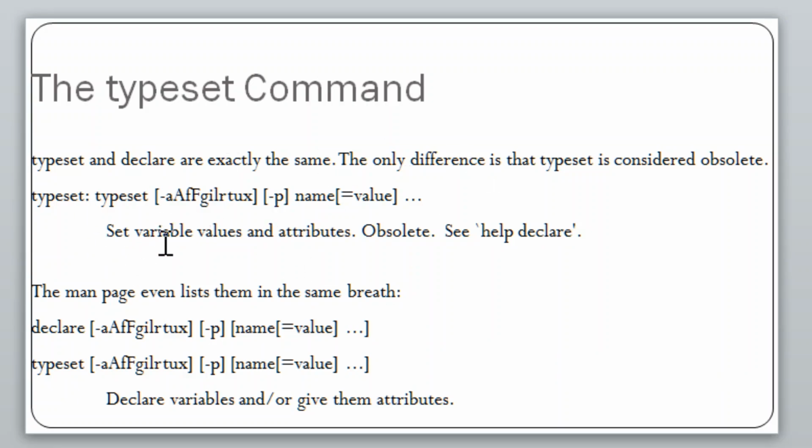So we have typeset, a number of options here, -p, and then the name of the variable, and then the value of the variable. So it sets variable values and attributes, and just as we said, this is an obsolete method. And if you check the man page, it even lists it at the same time. So declare options -p name value of it, typeset options -p name and value of the variable. And this declares the variables and/or gives them attributes. So not used anymore, but we want you to be aware of it in case you run into it in a script and you're curious as to what that is.